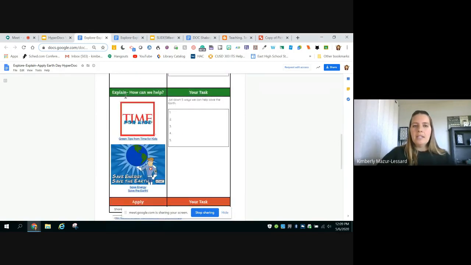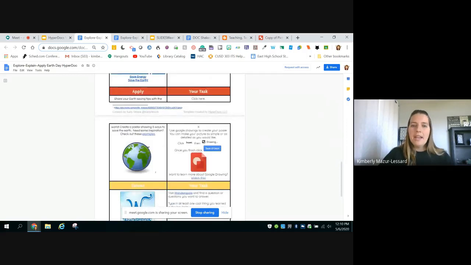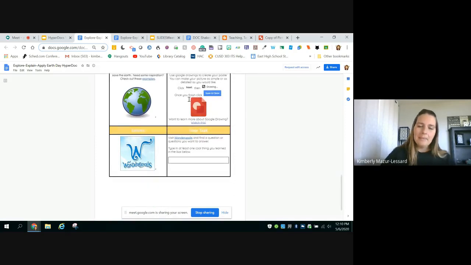As we move into the second stage, Explain, that's where we're giving them different resources that we want them to begin pulling or digesting the pieces that are the most important to them. And then as we propel into the Apply stage, that is where we are asking for them to take their learning and do something with it. So in this case, we have them using Google Drawing to create a picture or perhaps a poster that shares different earth-saving tips with the world. So this is a way that they're taking that information that they gathered in our first two stages and applying it in their third. And that demonstrates their understanding for us to then assess.